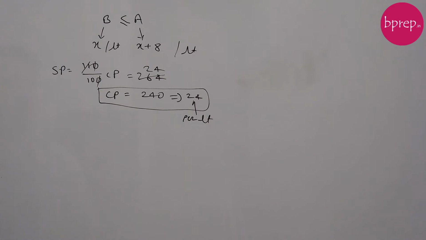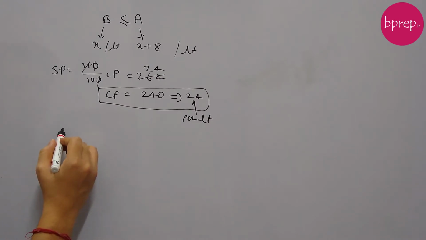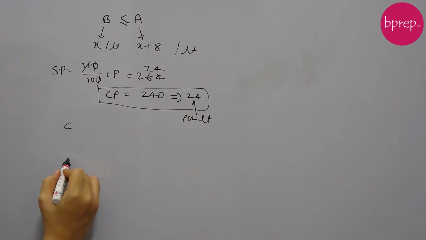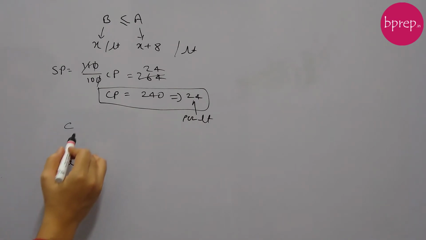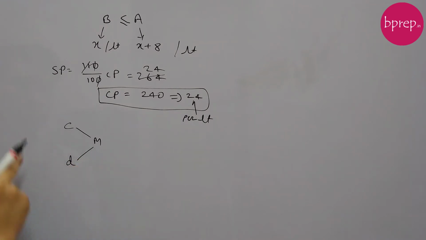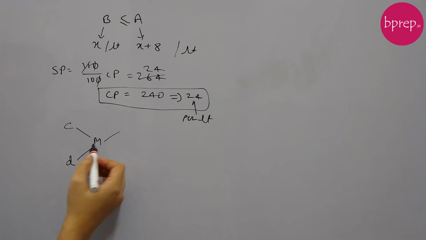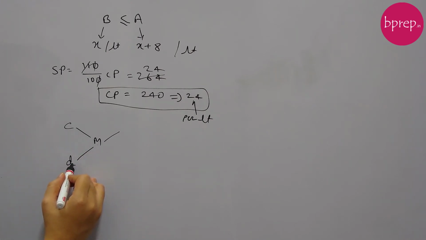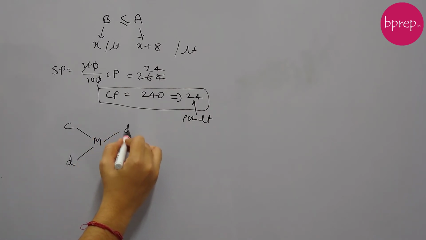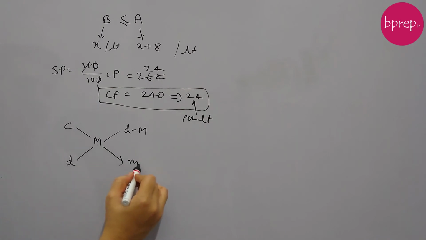By using the mixture and alligation formula, we know the quantity of cheaper material and quantity of dearer material is, again, if you face a problem in remembering the formula, I have given a link of my previous video where I have explained how to remember this formula. C and D come in alphabetical order, so write them first. M is the mean, and the mean will be lesser than D. D is the quantity of dearer material, so here we need to write D minus M, and here we need to write M minus C. So this way you can remember the formula.